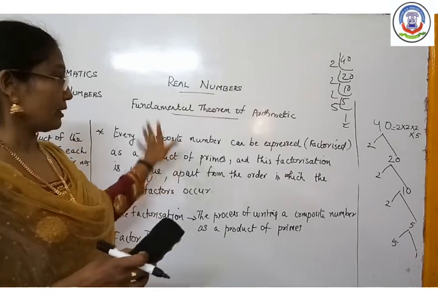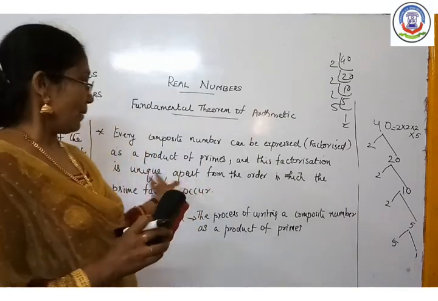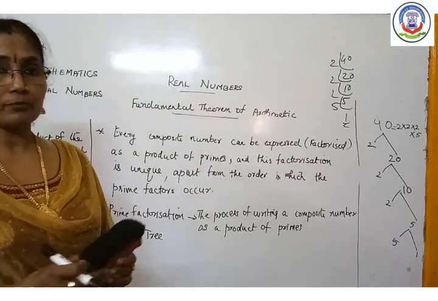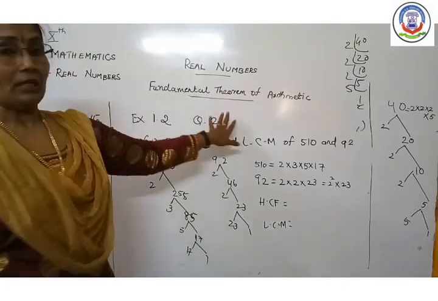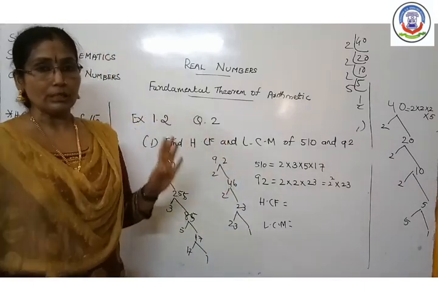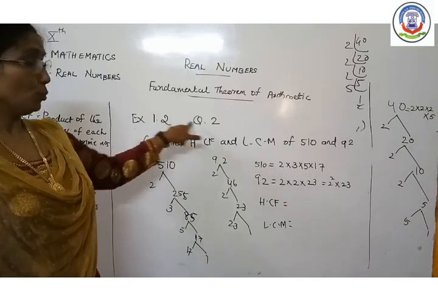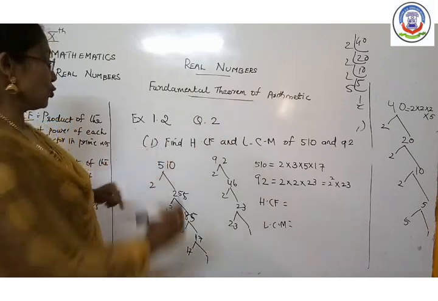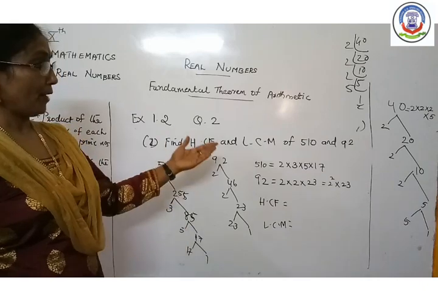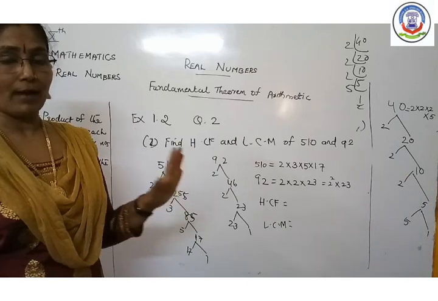So what is the fundamental theorem? Every composite number we can express as a product of primes, apart from the order in which the factors occur. Clear for you children? Now using the fundamental theorem of arithmetic, how can we find the HCF and LCM of any 2 numbers? For that purpose I have taken exercise 1.2, question number 2, sub question 2. That means find the HCF and LCM of 510 and 92.